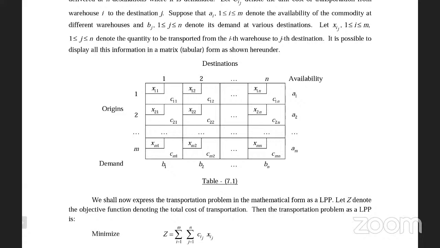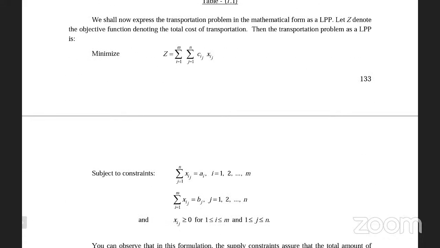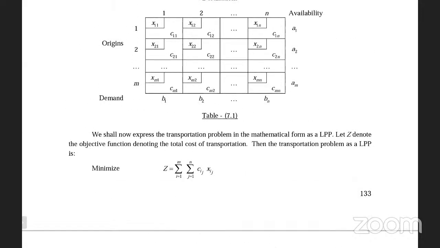So these are called the first constraint. Next we come to the second constraint, which is for the columns. Demand must be satisfied. So x11 plus x21 plus so on up to xm1 equal to b1, and x12 plus x22 plus so on up to xm2 equal to b2. So on, x1n plus x2n plus so on up to xmn, the total is equal to bn.